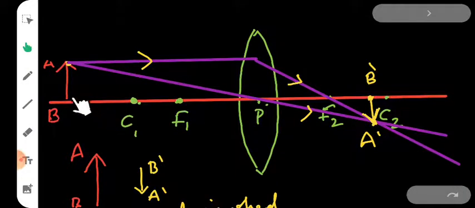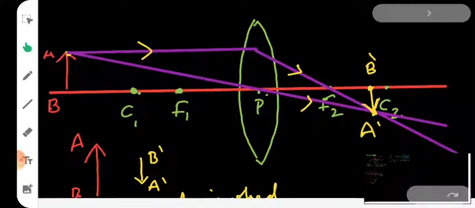Similar to that, we can construct the entire image, and we will end up with such a diagram where A prime is the image of A and B prime is the image of B, and you get an image. So where is the image located? Now the image is located between the center of curvature and focus on the other side. So the image is now between C2 and F2. Okay, your image is A prime B prime.